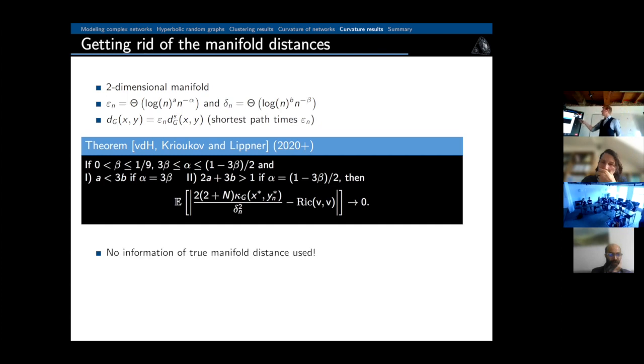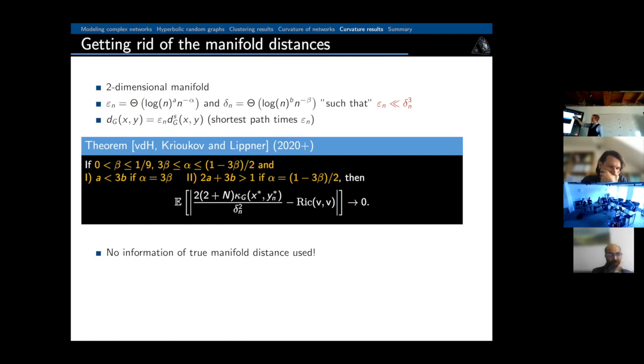Now, please note, we're not including any information about the true manifold distance. We're just including model parameters, nothing about the true manifold distance. So this is really a setting where you have some discrete information from your model, where you can somehow recover in some sort of limit sense the Ricci curvature of your underlying manifold, which is quite surprising, at least from the graph perspective.